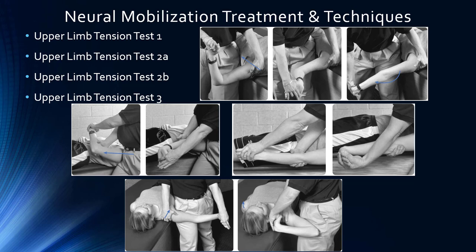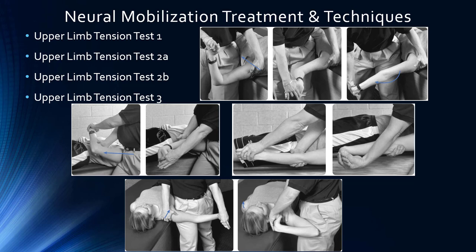Upper limb tension test 2B for the radial nerve. This test treats the cervical, thoracic, and upper extremity disorders, particularly those involving the radial nerve. The position starts the same as the upper limb tension test 2A. The clinician medially rotates the patient's shoulder, pronates the forearm, and then moves their hand to the patient's hand while they flex and ulnarly deviate the patient's wrist and flex the patient's fingers and thumb.